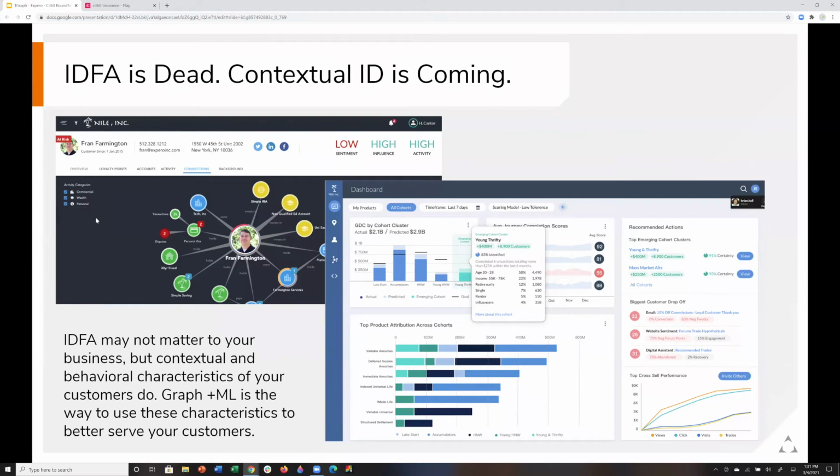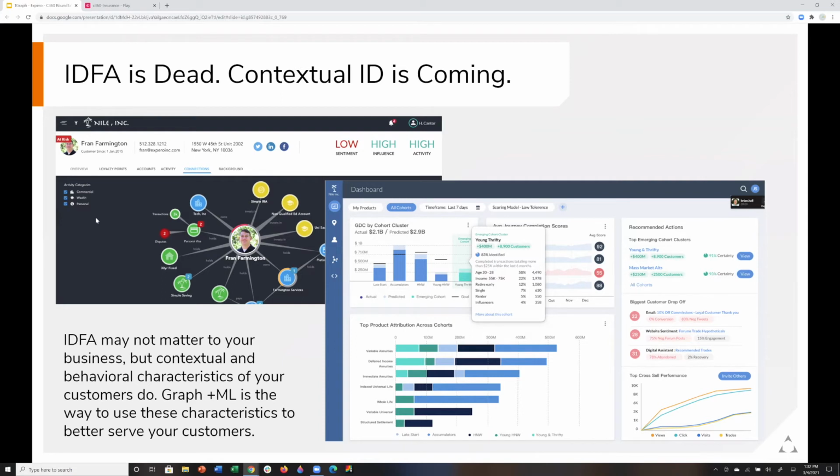So IDFA is a customer identifier that's used in advertising and some other businesses. And whether or not you use IDFA in your business explicitly, the really interesting thing about using graph-based methods is that this is a solution to IDFA going away, as per Apple's announcement last year. The contextual information, behavioral information that you get with graph and then layering machine learning on top is the thing that allows you to build that context information.